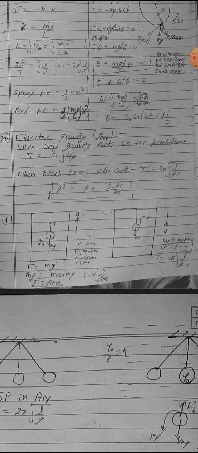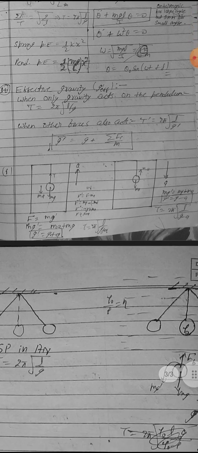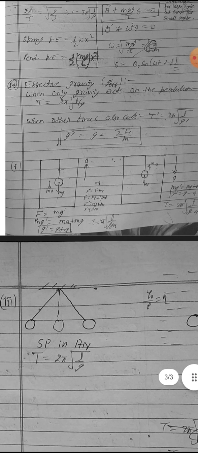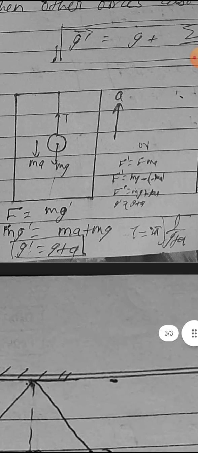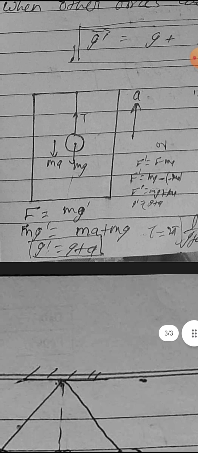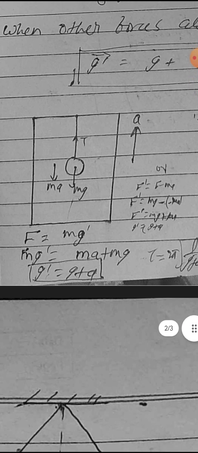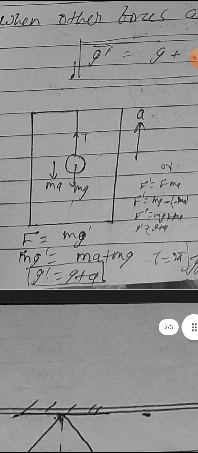So here one very important concept, pseudo force, will also come into play. Suppose there is a pendulum which is hung in a lift which is going upward. There is a pendulum which is just swinging in a lift which is going upward with acceleration a.